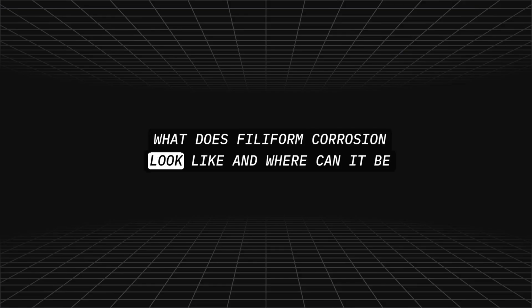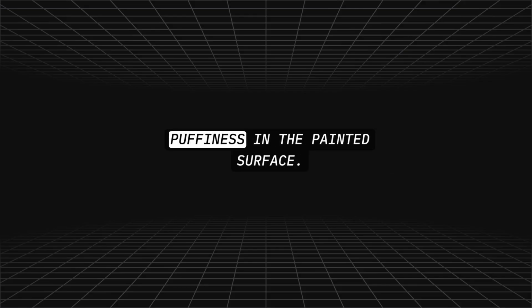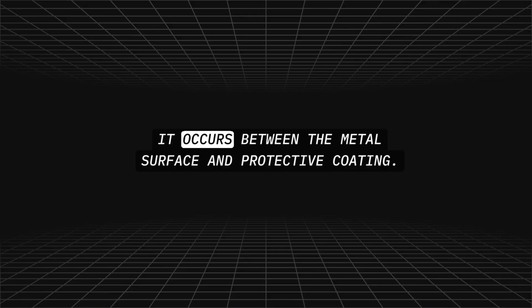Wet the surface before cleaning to prevent scratching. What does filiform corrosion look like, and where can it be found? Filiform corrosion appears to look like thread or worm-like puffiness in the painted surface. It occurs between the metal surface and protective coating.